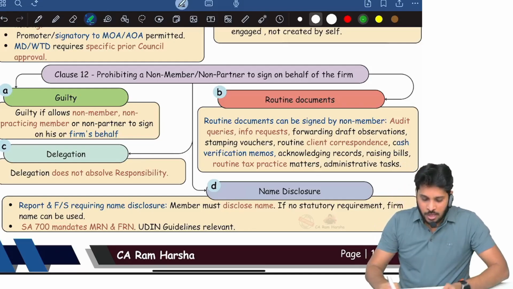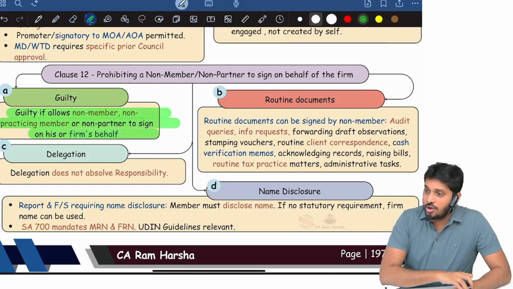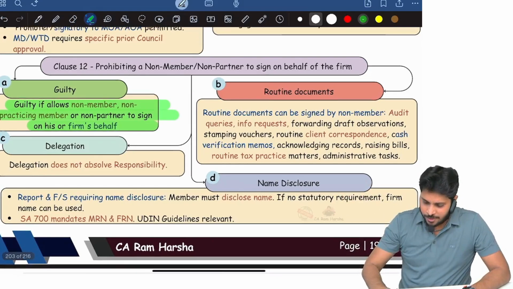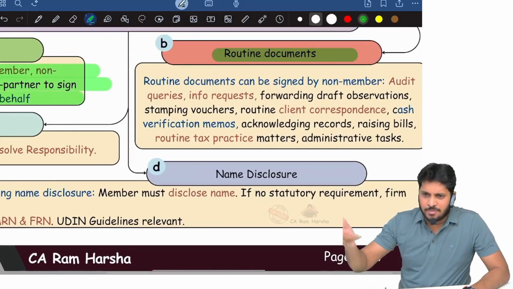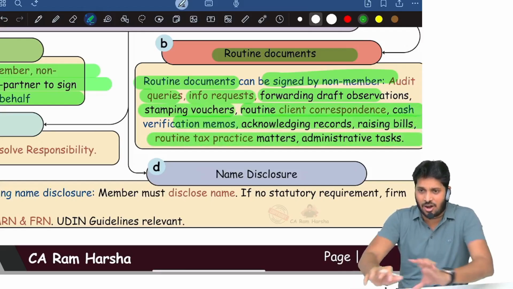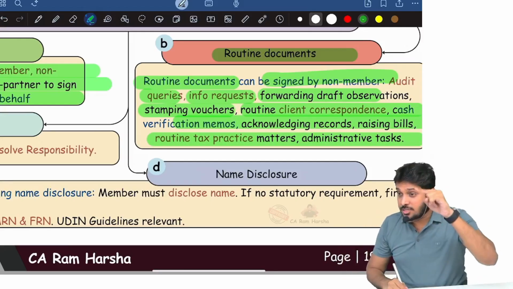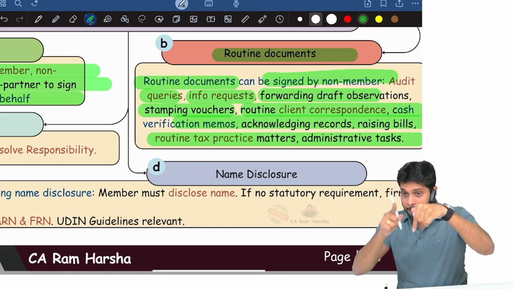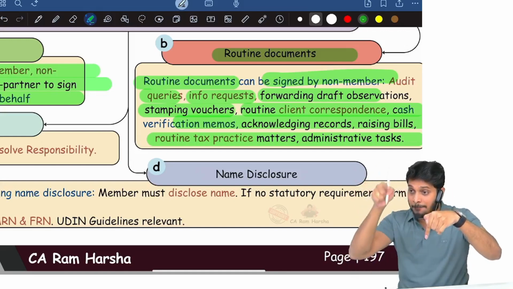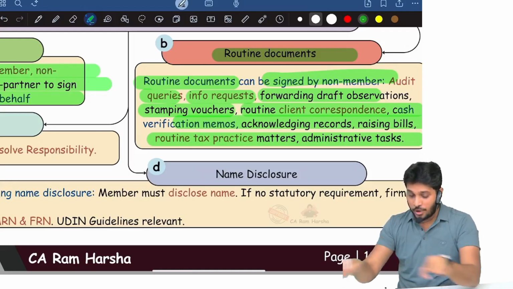Okay. So you're guilty if you're allowing a non-member or a non-practicing member to sign on your firm's behalf. However, routine documents can be signed by your staff, not an issue. Routine documents like audit queries, information requests, forwarding draft observations, stamping vouchers, routine correspondence, acknowledging bills, all routine matters. Reports and certificates you should only sign. The person signing the report or certificate must be a partner of the firm and also must be in practice. Even an employee CA is not permitted here.